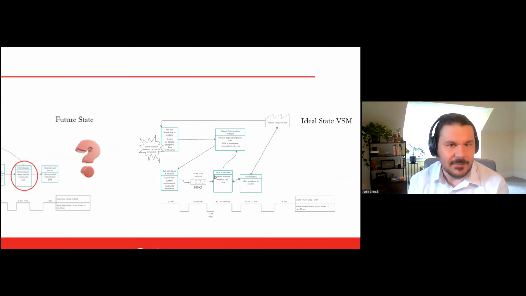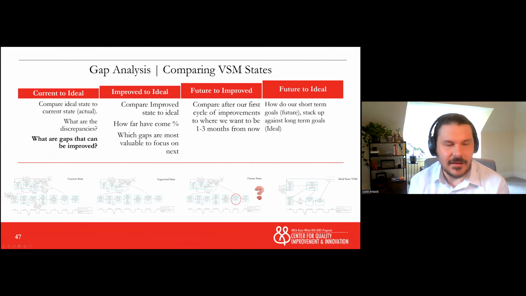And then we're basically going to keep doing those improvement cycles until we get close to our ideal state. And sometimes the ideal state will include some redesign of the process as well. So the quality work is not just one and done. We're working through iterative cycles and we're redrawing our map with every cycle.